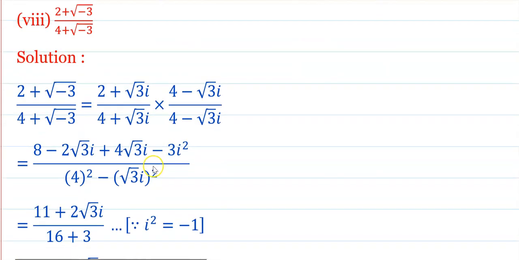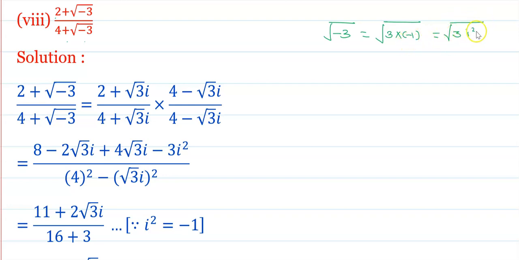Okay. Now the next. (2 + root of minus 3) upon (4 + root of minus 3). Again, root of minus 3 means what? This can be written as root of 3 into minus 1. But what about the minus 1? Minus 1 means what? i square. It is 3i square. And hence the square root of i square is i. Therefore, it is root 3 i.